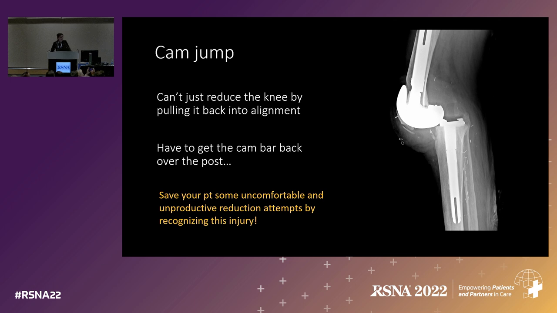You can't reduce the knee just by pulling it back into alignment like you could with just that regular resurfacing knee arthroplasty. You have to get the cam bar back over the post, so save your patient a very long day. You can, for some of these, actually reduce them in the ER, but it takes hyperflexion and some real pull on that tibia to get it back under the post. This particular patient, in order to get him reduced in the end, had to go to the OR to do it.